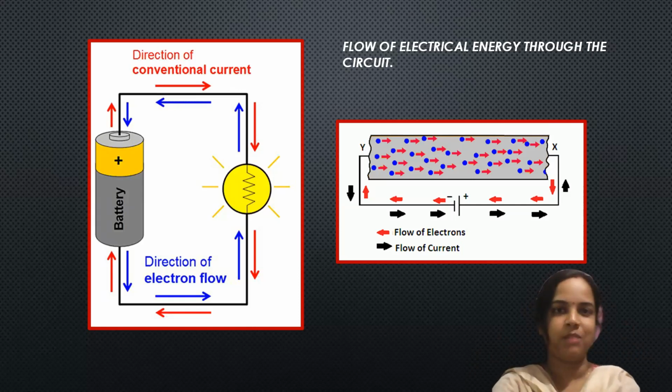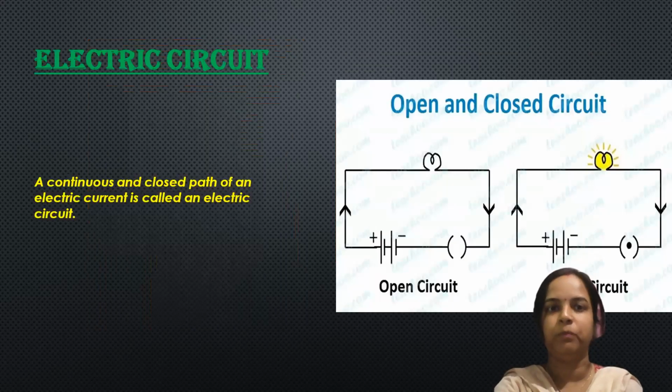Now here comes the word circuit. Now what is an electric circuit? Let me explain. Now see, a continuous and closed path of an electric current is called an electric circuit. Something that follows a path, a closed path of an electric current. Current is following a path.